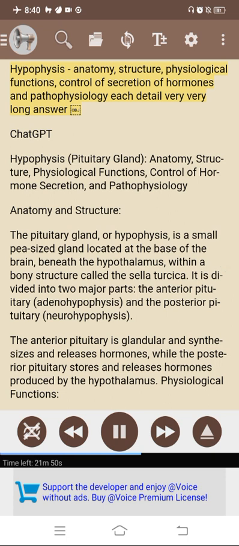Pituitary gland. Anatomy, structure, physiological functions, control of secretion of hormones, and pathophysiology. Each detail. Very, very long answer. ChatGPT. Pituitary gland anatomy, structure, physiological functions, control of hormone secretion, and pathophysiology.